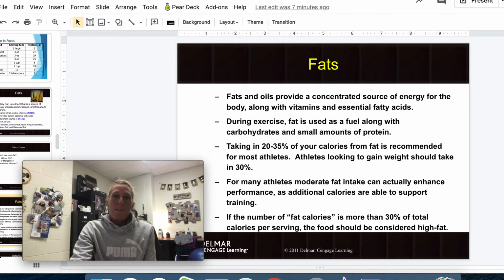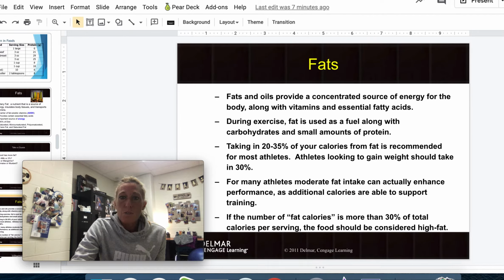Fats and oils provide a concentrated source of energy for the body, along with vitamins and essential fatty acids. During exercise, fat is used as fuel along with carbohydrates and a small amount of protein. Taking in 20 to 35% of your calories from fat is recommended for most athletes. Athletes looking to gain weight should take in about 30%. So when wanting to gain mass or gain weight, we don't want to just up our fat content so high that we're gaining that fat mass.